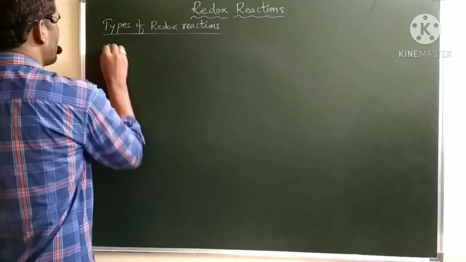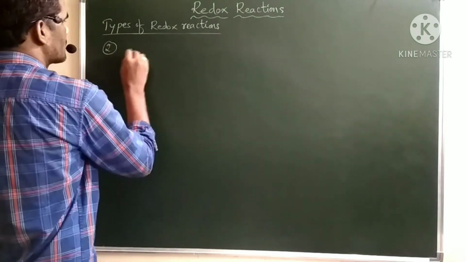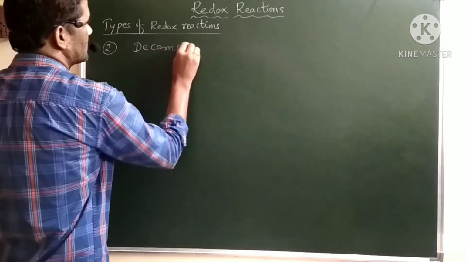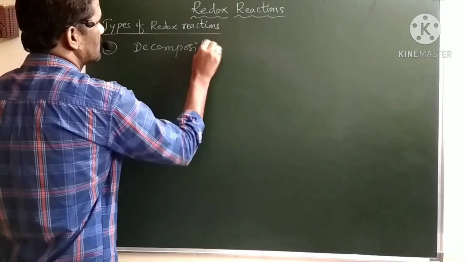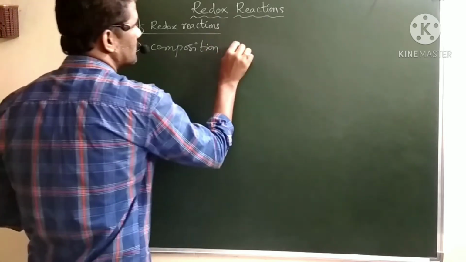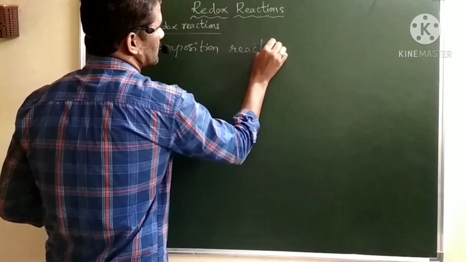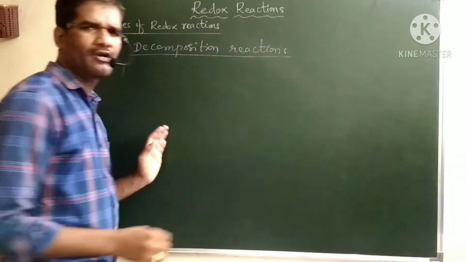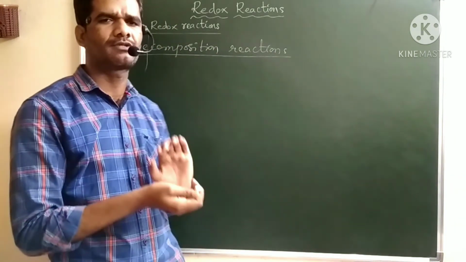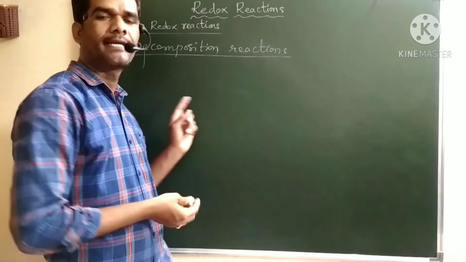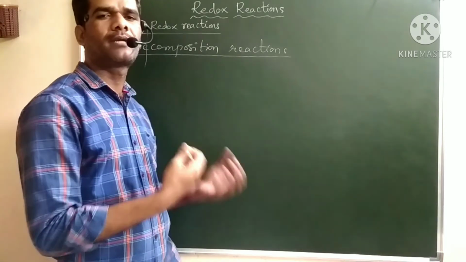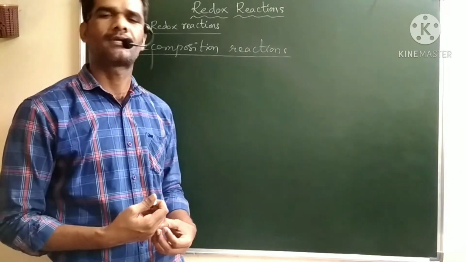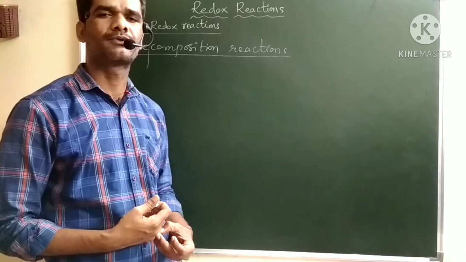Next, the second type of reaction here: decomposition reactions. This is quite the opposite of combination. Combination means just mixing of two reactants. Here, in decomposition, the compound undergoes breakage and forms two or more products. This type of reaction we call decomposition reactions.